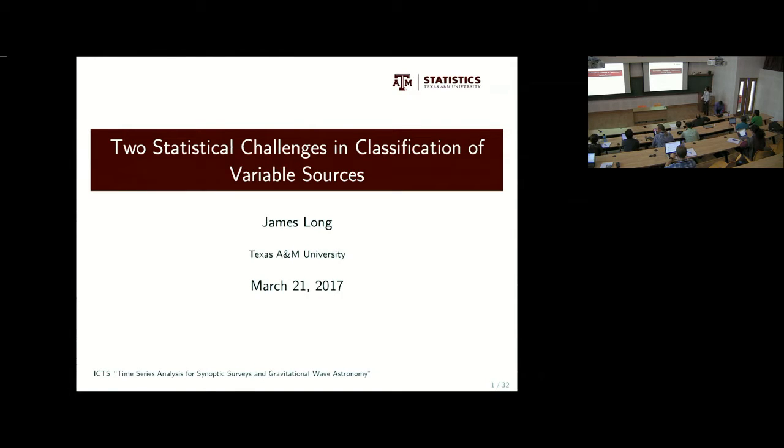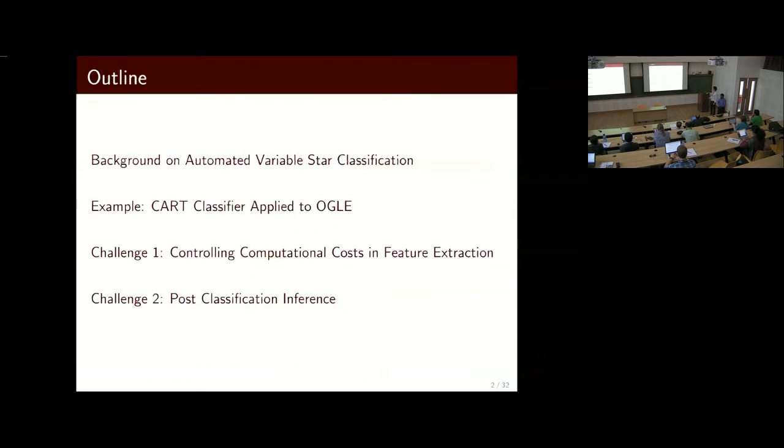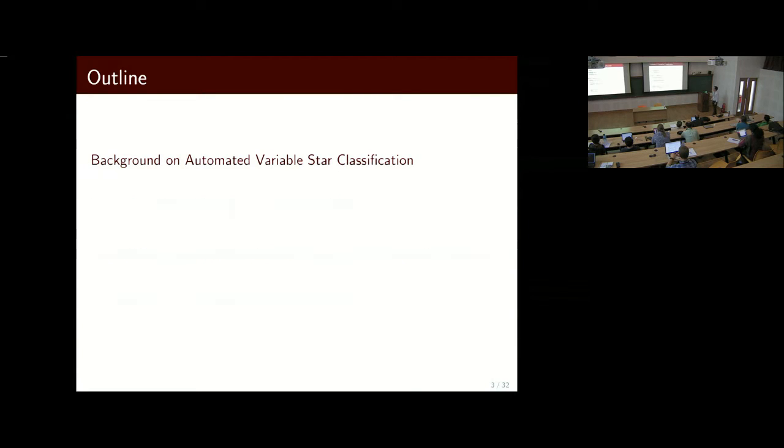Great. So I'm going to be speaking about two statistical challenges in classification of variable sources. I'll start off with some background on automated variable star classifiers and on automated classification in general. Discuss an example of using a CART to classify OGLE sources. Those first two sections will provide some background, and then I'll discuss two challenges that are common with variable and transient source classification. And those are controlling computational costs in feature extraction and post-classification inference.